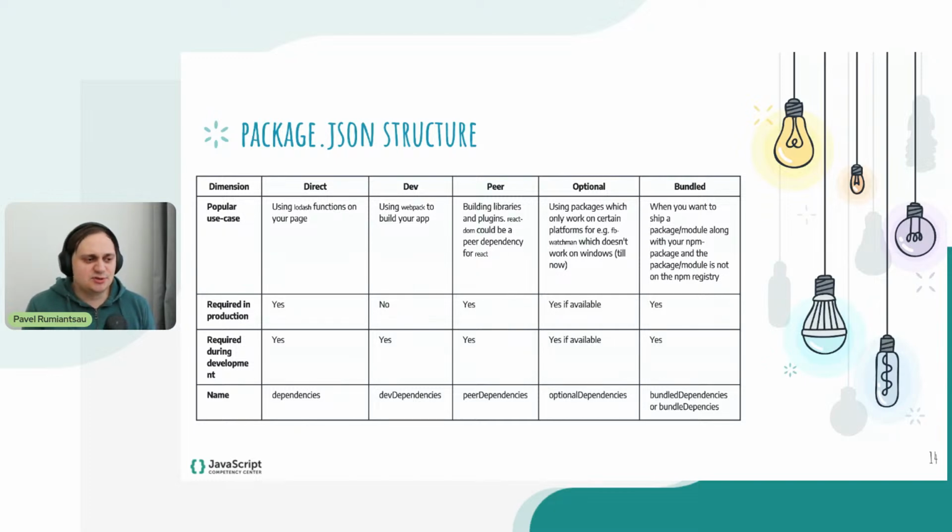As per the name, optional is just something that usually you don't need. So it's okay if it is present, then it will be used. If not, then your library should still work. And bundle dependencies is a way how you can actually insert your dependency inside your package.